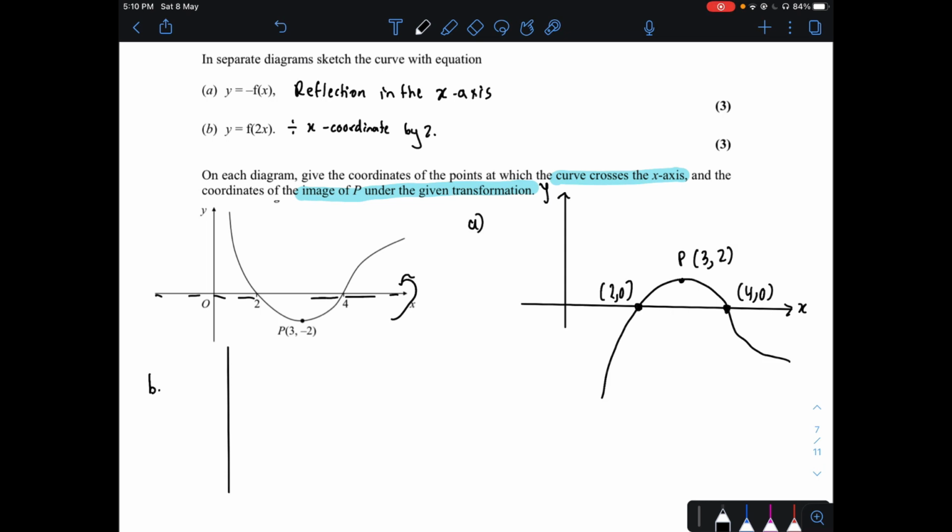Okay, and we're going to draw another one. Maybe another straight one. All right, so you've got the y-axis and the x-axis. Now, because we're dividing the x coordinate by 2, this graph is going to look much narrower, by a scale factor of 2. So instead of looking like this, it's going to look something like this. So I hope I've drawn it correctly.